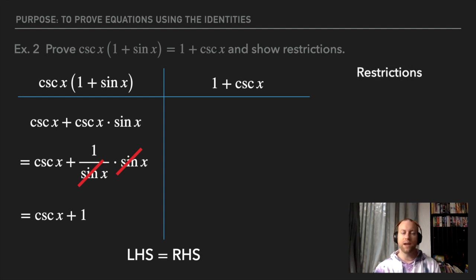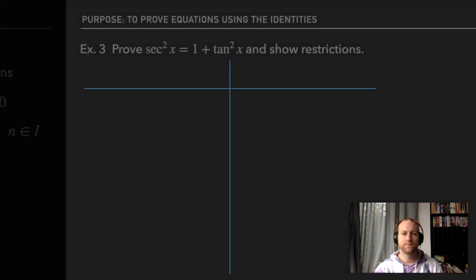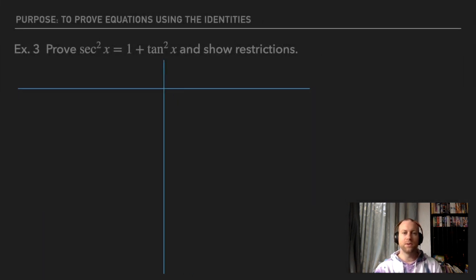Restrictions. So again, anything in the denominator cannot equal 0. In this case, it's just sine x cannot equal to 0. There's your restriction. Another example. Okay, a little bit more complicated. We're just getting more and more complicated as we go along. So we've got secant squared x on the left. We've got 1 plus tan squared x on the right.